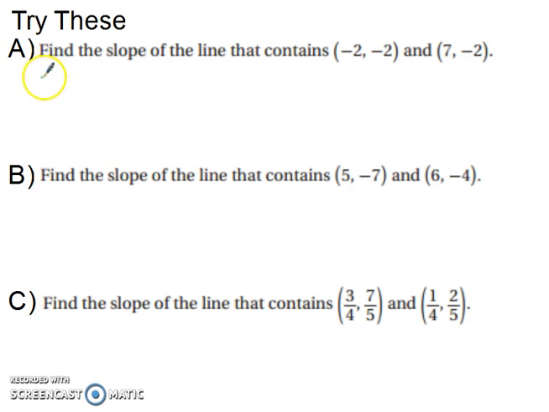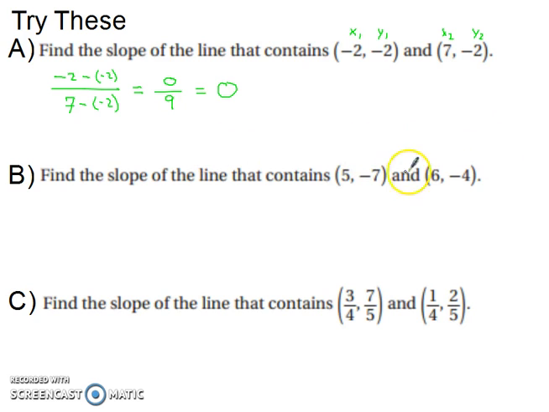Alright, now that you've had a chance to try them on your own, let's try them together. So we have x1, y1, x2, y2. So therefore we have negative 2 minus negative 2 divided by 7 minus negative 2. So negative 2 plus 2 is 0, and then 7 plus 2 is 9, which leaves you with 0.